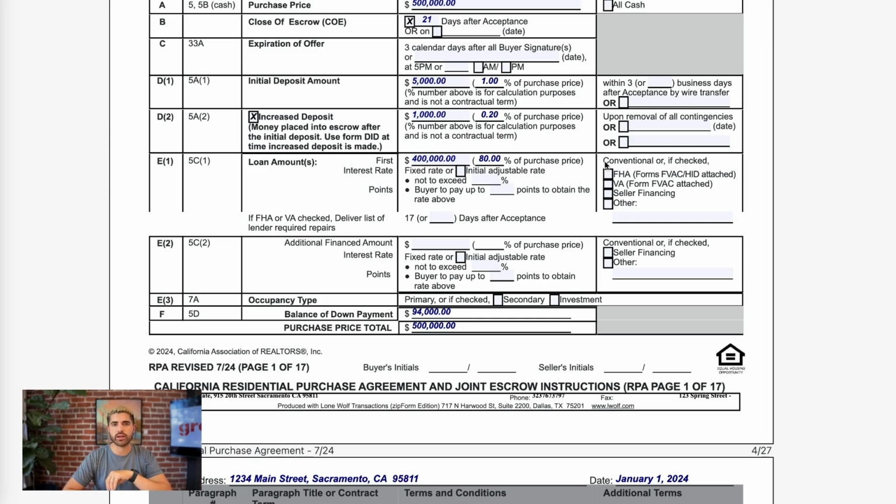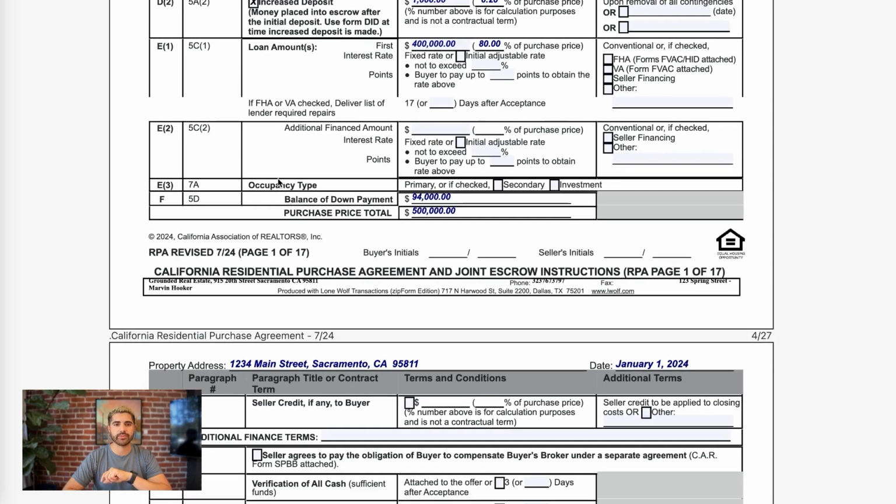The standard loan type on the contract is conventional. And if it were any other, we would just check FHA if it was FHA. We would check VA if it was VA, or if it was seller financing, we would check that or some other form. So based on your contract, we'll check the appropriate box. The standard occupancy type is primary. If you're buying this as a secondary home or an investment home, then we would check the appropriate box for that as well.